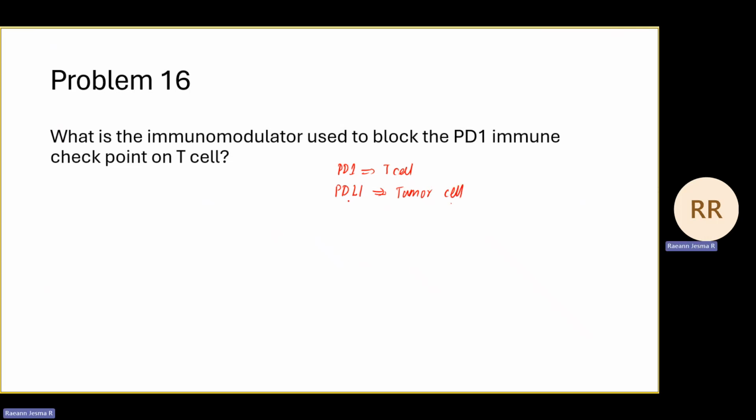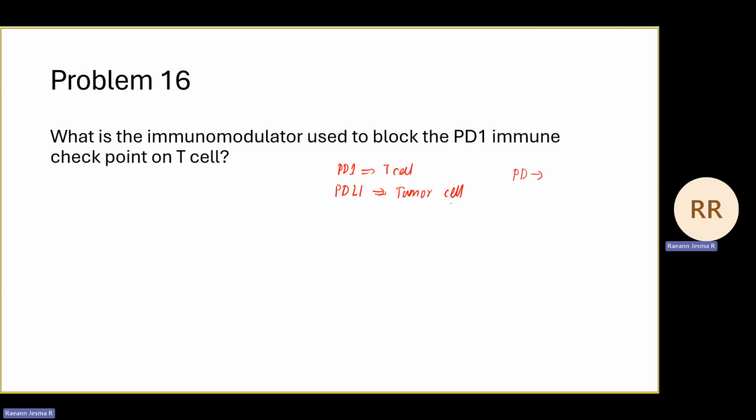So what happens is that when PD-1 binds to PDL1, this binding will prevent the T cells from killing the tumor cells. PD-1, the full form is programmed cell death protein 1. So if we can prevent this binding of PD-1 to PDL1, then we can make the T cell attack the tumor cells.